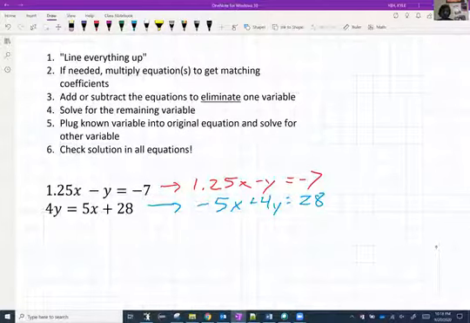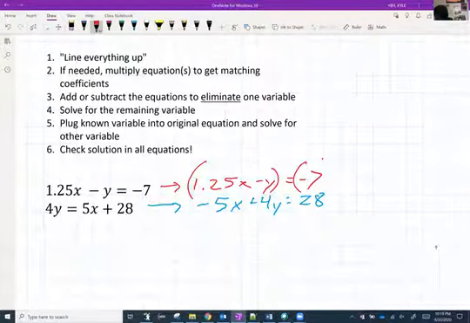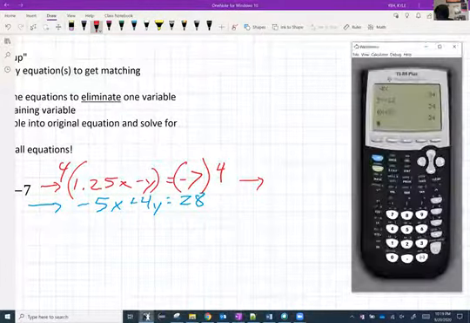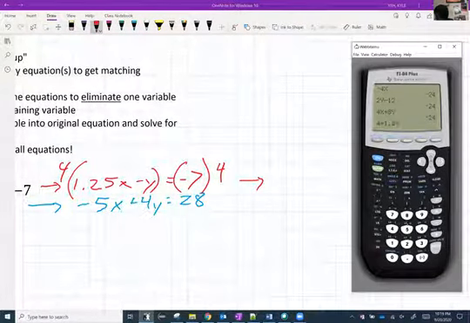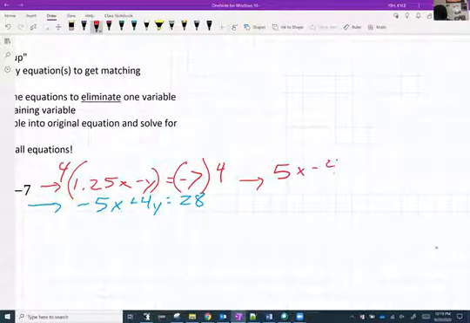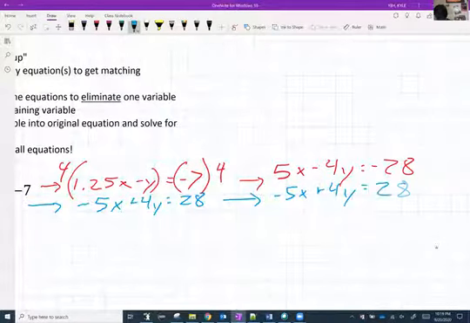So here's what I see. I've got negative 1y's in red. I've got 4y's in blue. I'm going to multiply both sides of that red equation by 4. And that way, I'll have the same magnitude of y's on top and bottom. So that gets me 4 times 1.25, and I'll work that out on my calculator. So 4 times 1.25 is 5. So 5x's minus 4y's equals negative 28. In blue, I'm going to keep it the same. Negative 5x's plus 4y's equals 28.